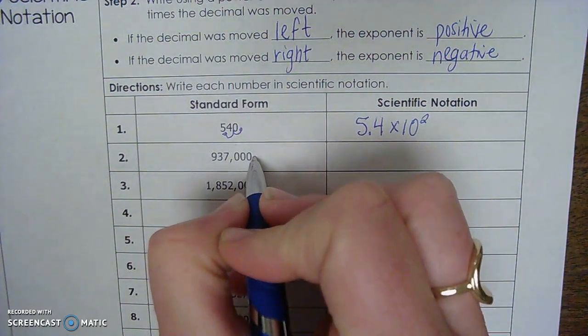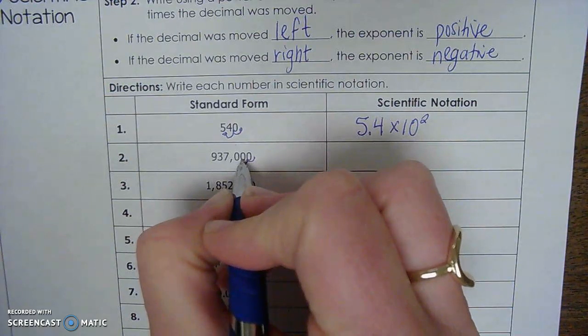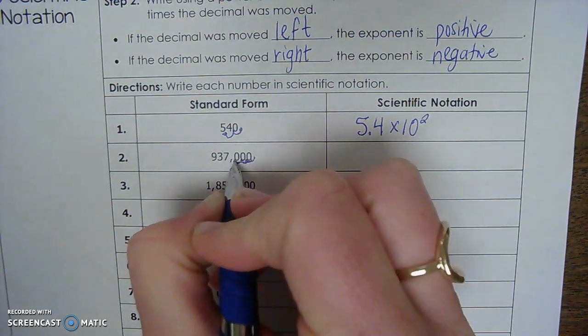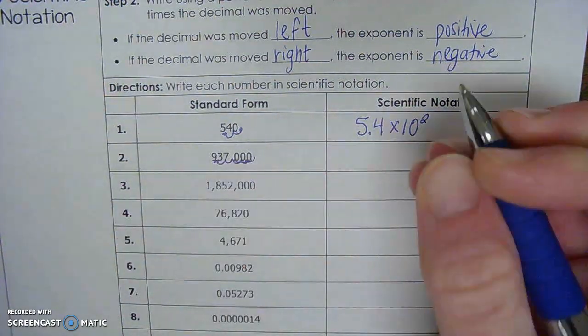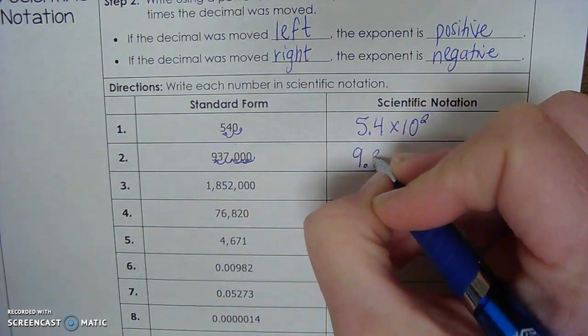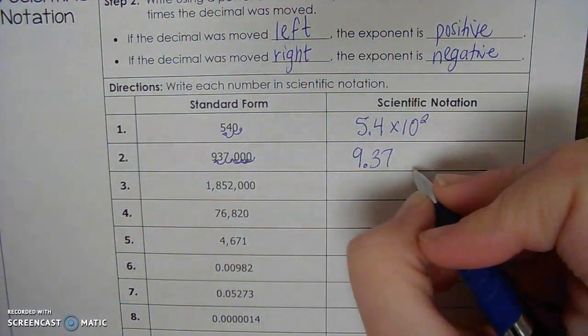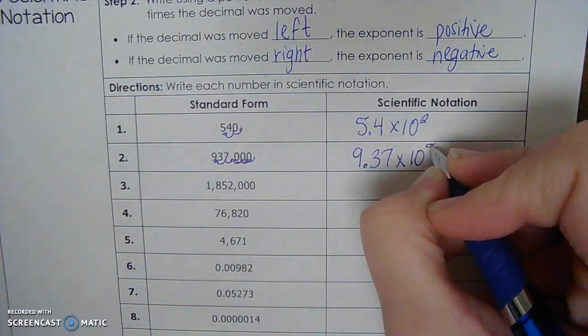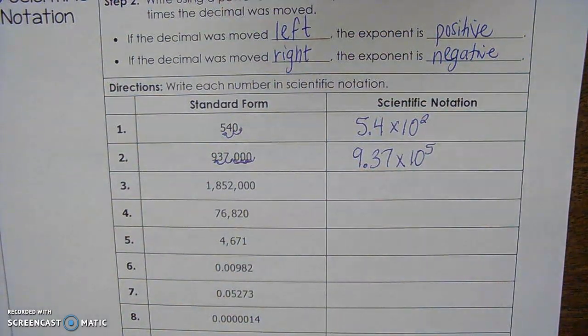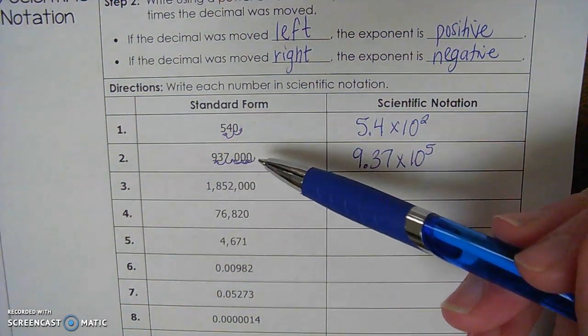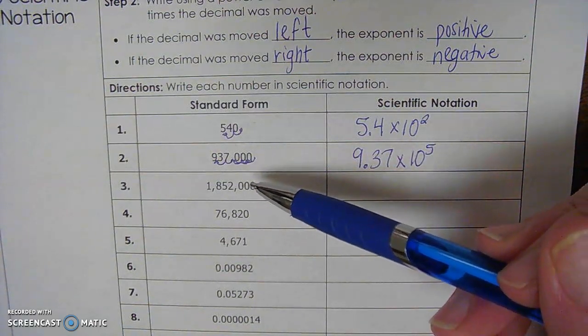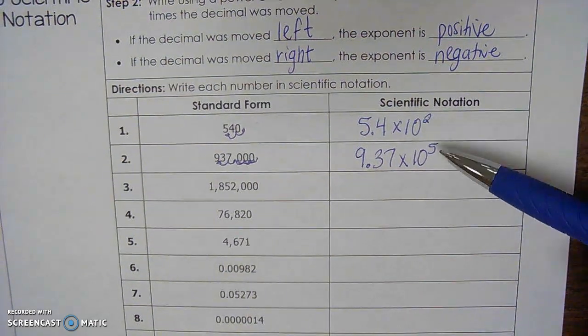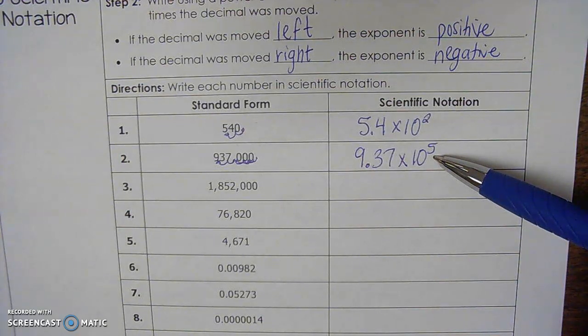For number 2, we put our decimal here. We have to move it 1, 2, 3, 4, 5 times. 9.37 times 10 to the 5th. So if your standard form number is greater than 1, so a really big number, you're going to have a positive exponent.